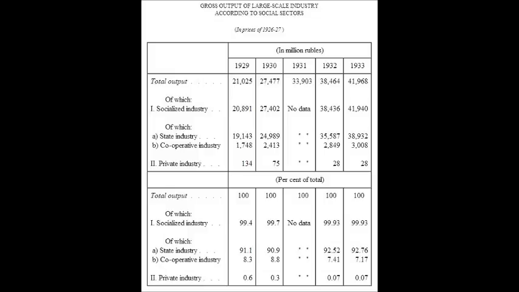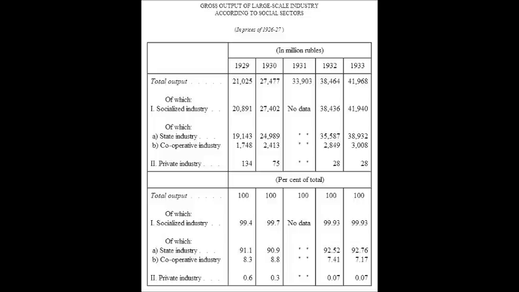Here you can see industrial output by sectors. The bulk was state industry, but a substantial chunk also belonged to worker co-ops, and a small amount to remaining private producers and foreign corporations with trade deals with the Soviet Union. So you can see there's total output, of which the vast majority is socialized industry. You can see the money amount and then percentage.